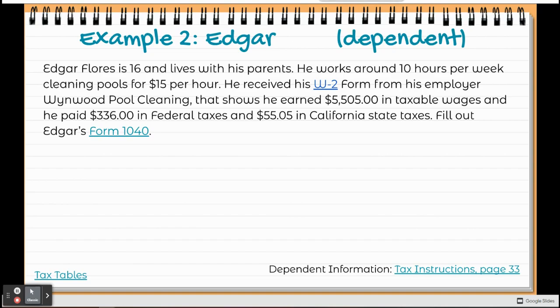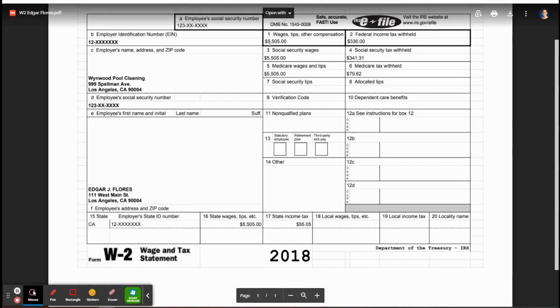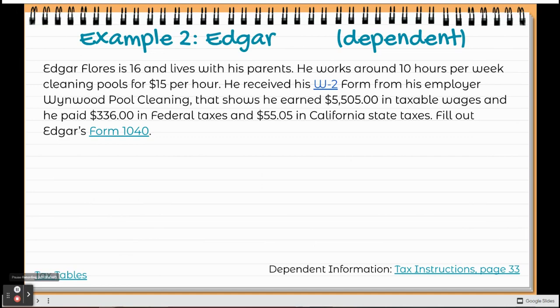So, on his W-2, you'll see the $5,505 is in box 1, and the federal income tax that was withheld, that he paid, is in box 2 at $336. So we're going to go ahead and complete the Form 1040 for Edgar.